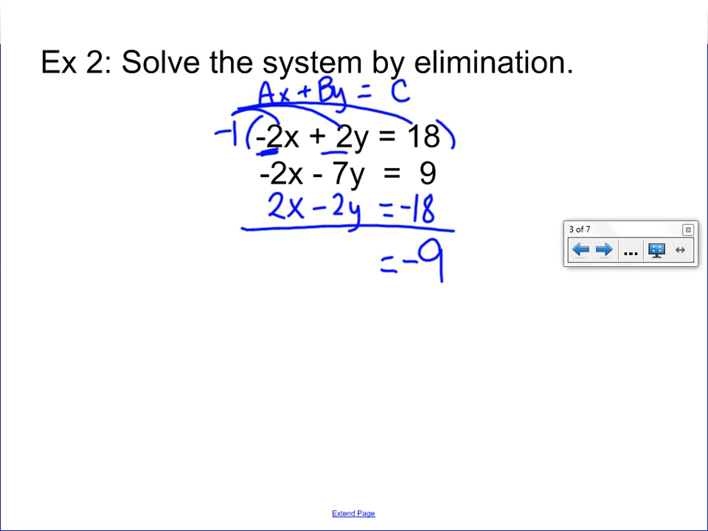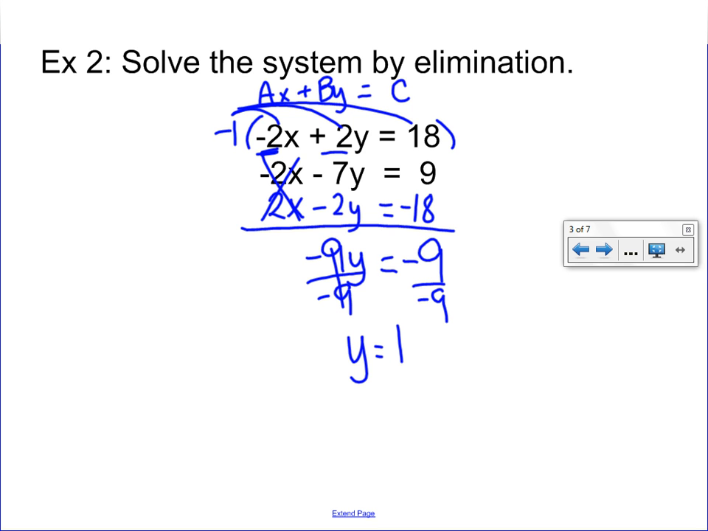-7y minus 2y is -9y. And my x's will cancel because -2x plus 2x cancels. To get y by itself, I'm going to divide by -9 on each side. So my y's will cancel. -9 divided by -9 is 1.